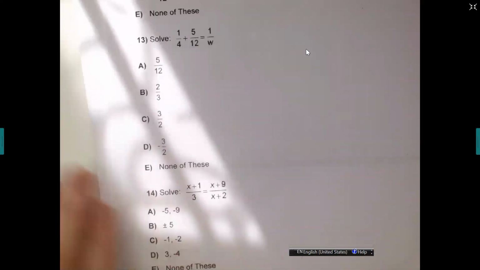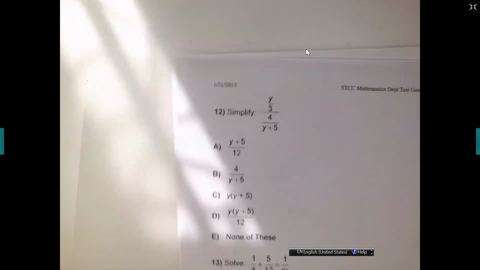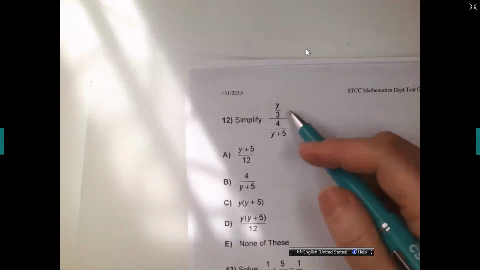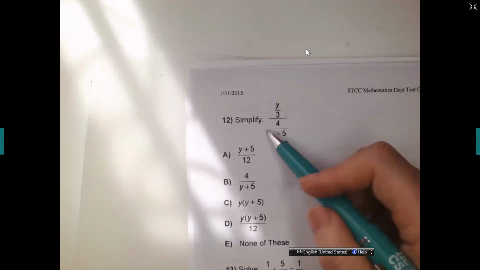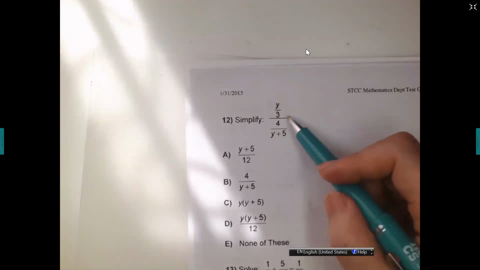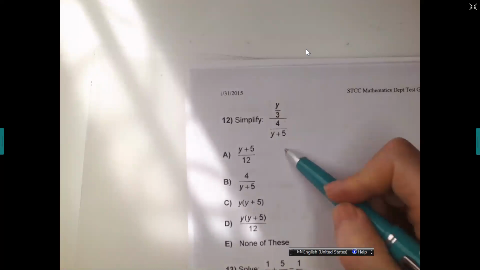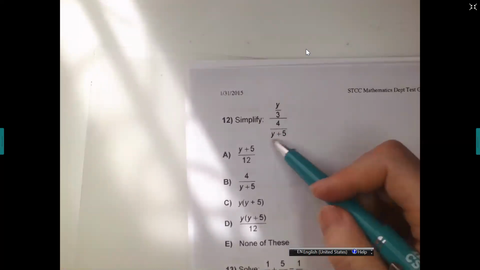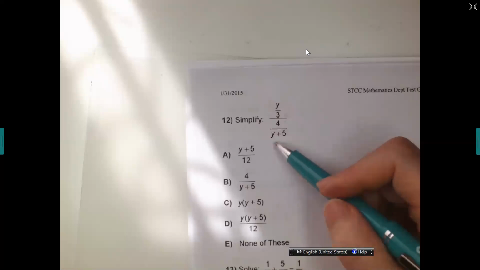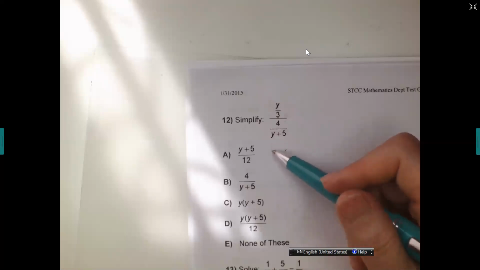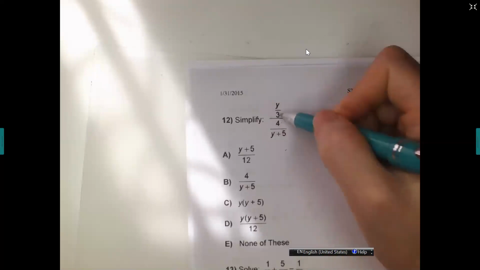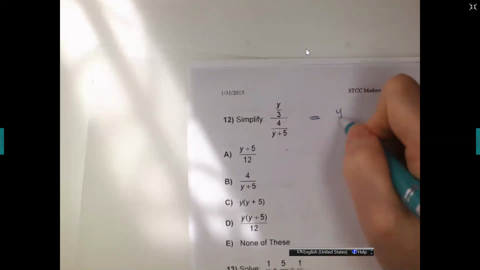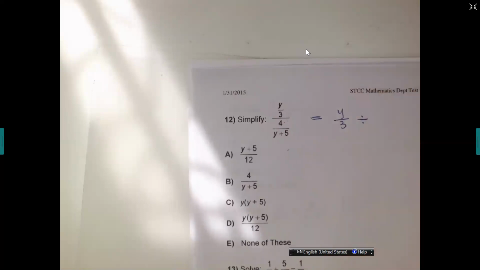Okay, and the next one is again a complex rational expression, but this one is a little bit special. It is actually a single rational over another single rational. So we do not have multiple terms in the numerator or denominator. To simplify this special type of complex rational expression, we don't have to look for the LCD. We treat this one as one division problem. So I can rewrite this complex rational as what? As y over 3 divided by 4 over y plus 5.